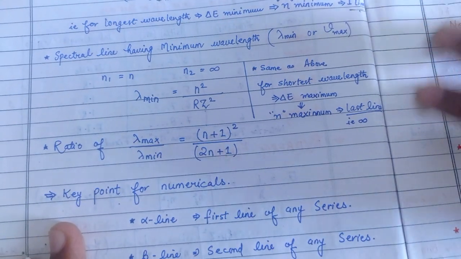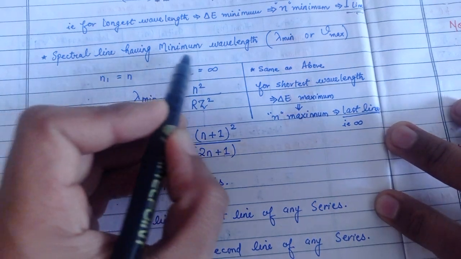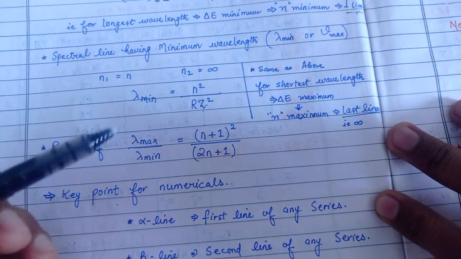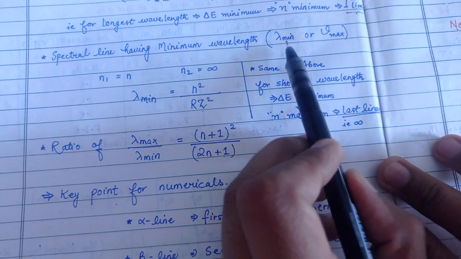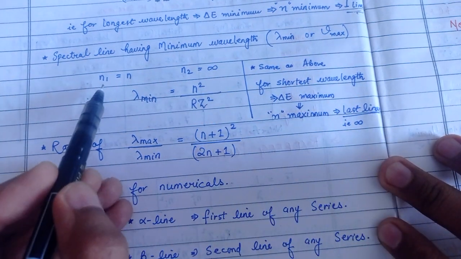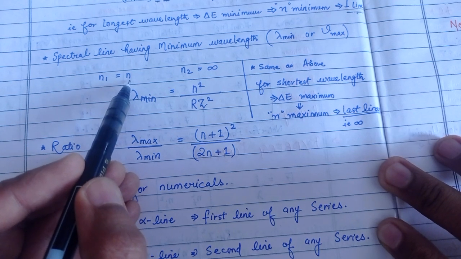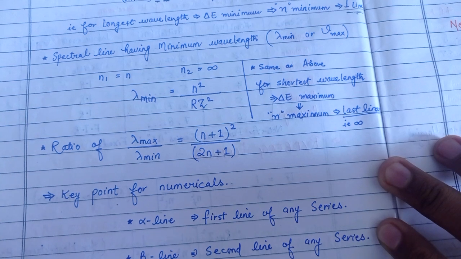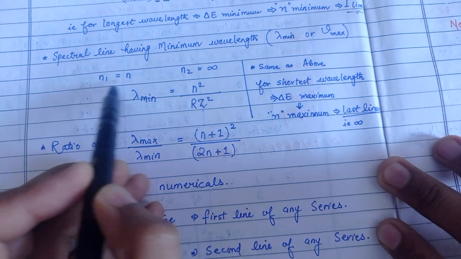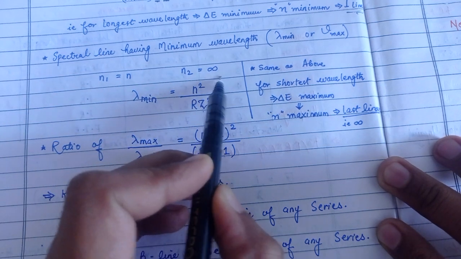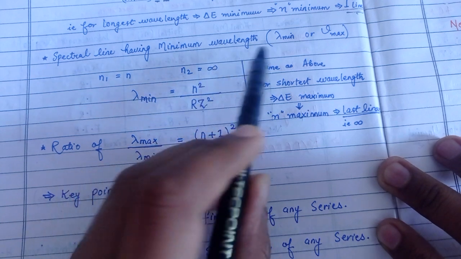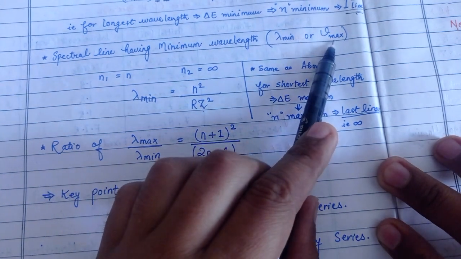Now, my dear students, we are going to move on to the spectral line having a minimum wavelength. Just the opposite. If it is a minimum wavelength, lambda minimum or maximum frequency, n1 will be any energy level, Lyman, Balmer, Paschen, and you have to calculate the minimum wavelength. So you have to consider the electron that is coming from infinite distance to that energy level. So n1 is the energy level, and the electron should come from infinity. Then only can you calculate the minimum wavelength or maximum frequency.